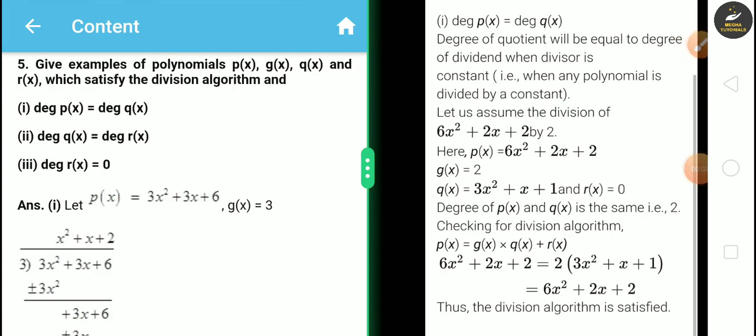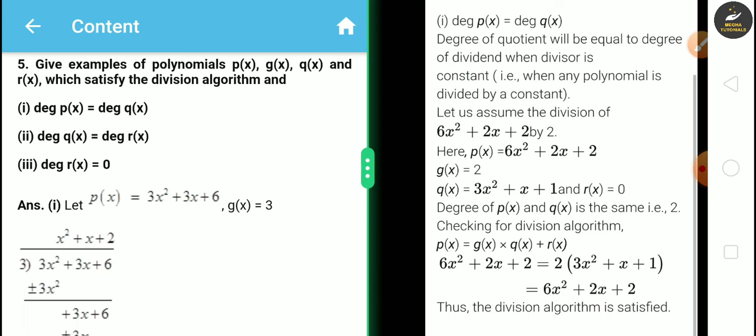Question number 5. Give examples of polynomials p of x, g of x, q of x and r of x which satisfy the division algorithm and three conditions. First condition is degree of p of x is equal to degree of q of x. Second, degree of q of x is equal to degree of r of x. Third, degree of r of x is equal to 0. Okay, so we will see these conditions one by one.